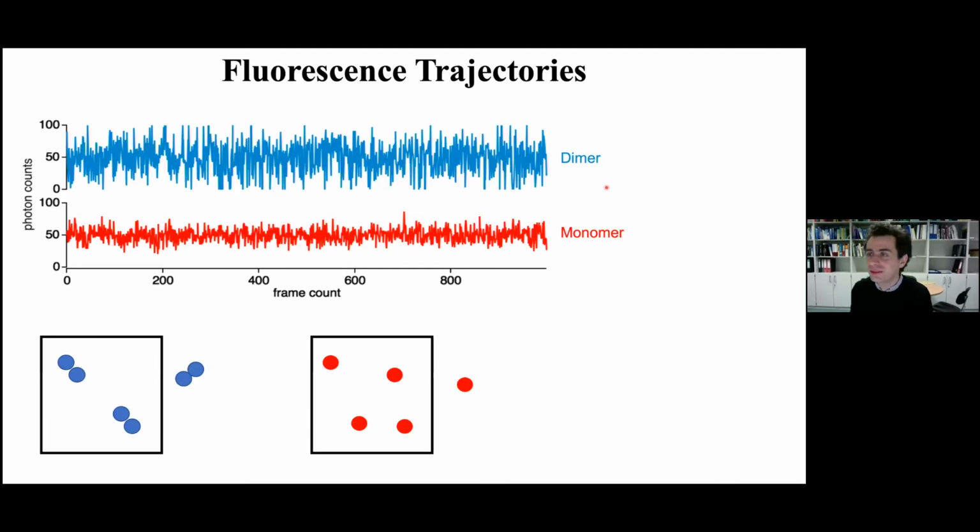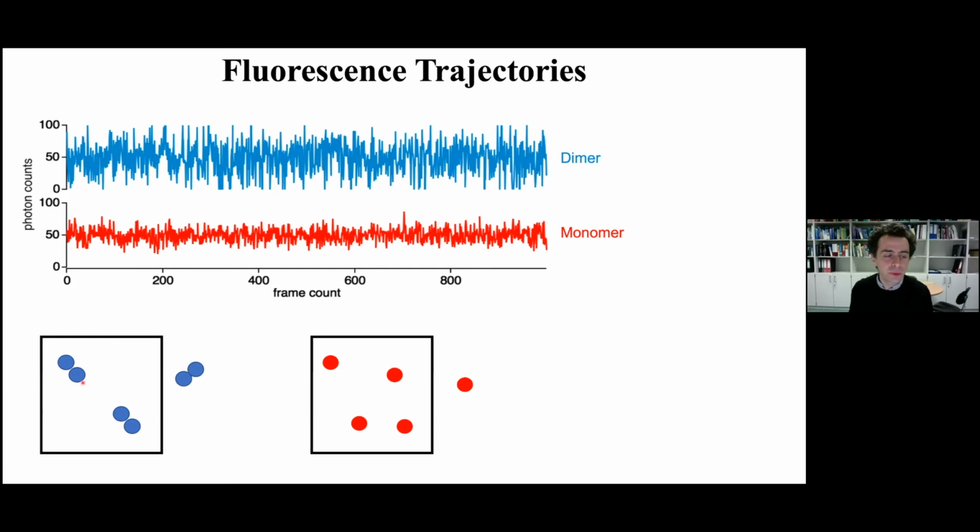So what's the difference here? The difference here is the jumps, or the variance of the trace. Because in the upper trace, you still have the same average, because it means that the same number of fluorophores are inside your observation volume.